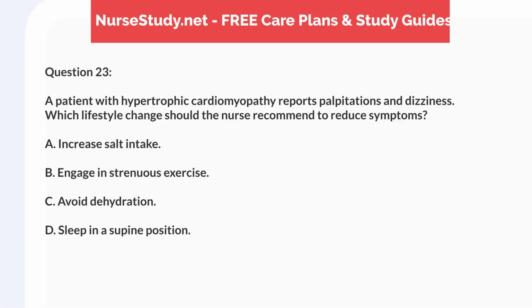Question 23. A patient with hypertrophic cardiomyopathy reports palpitations and dizziness. Which lifestyle change should the nurse recommend to reduce symptoms? A. Increase salt intake. B. Engage in strenuous exercise. C. Avoid dehydration. D. Sleep in a supine position.